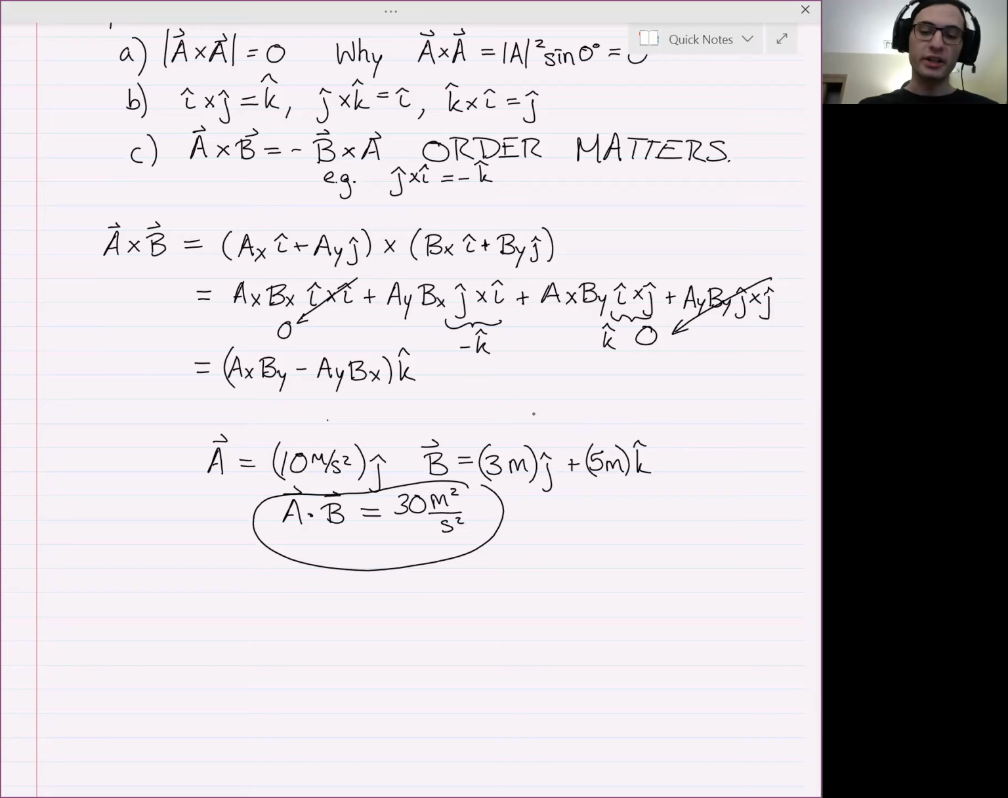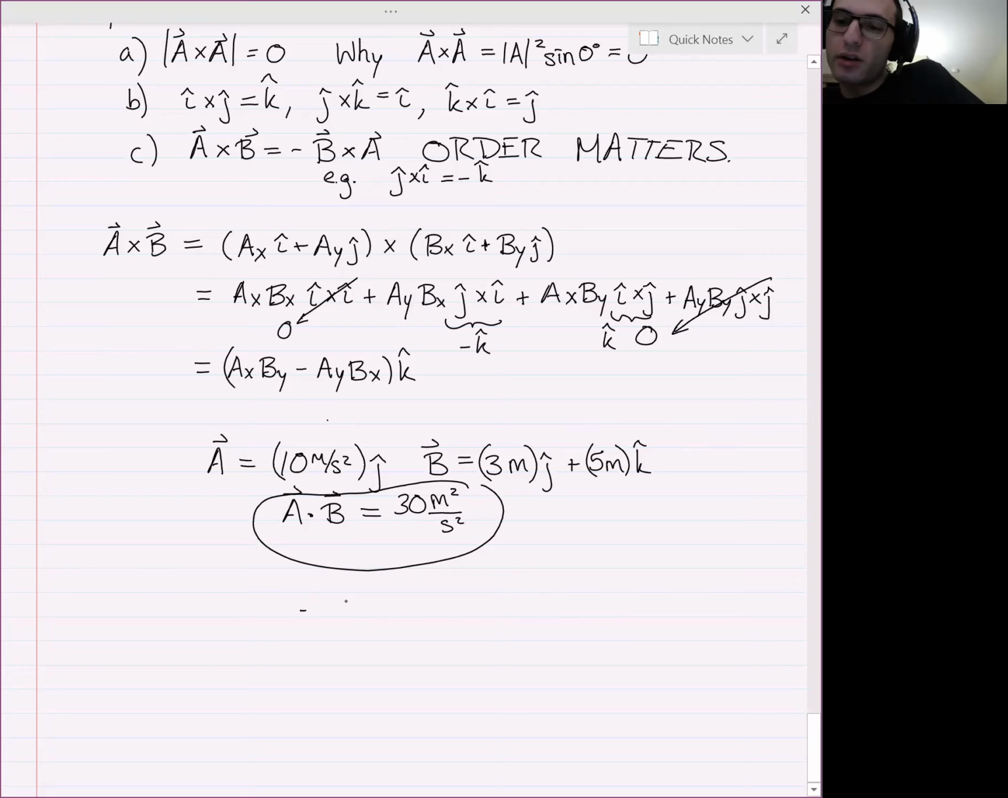Similarly, for the cross product, a cross b would also be a number in meters squared per second squared in some direction. I didn't work this out, but it would have units of meters squared per second squared as well.